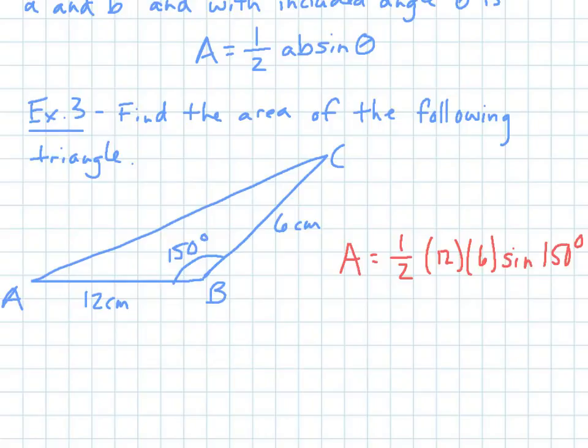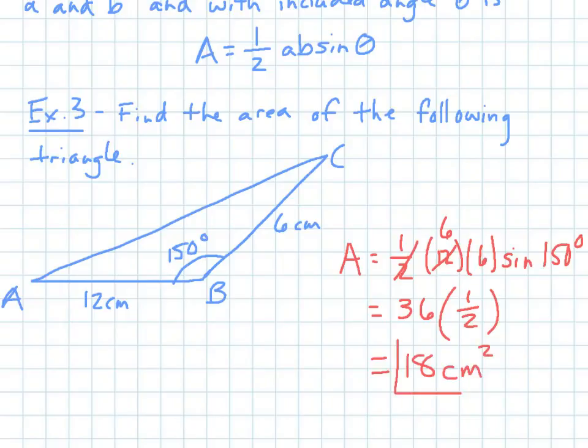Okay, so then now I can reduce, so 1/2 of 12 is 6, so 6 times 6 gives me 36, and then sine of 150, let's go back to our unit circle, so 150 for our sine, remember that's our y value, so the y value for 150 is 1/2, so then now 36 times 1/2 gives me 18, and since I had a unit of measurement of centimeters, it would be 18 centimeters squared.